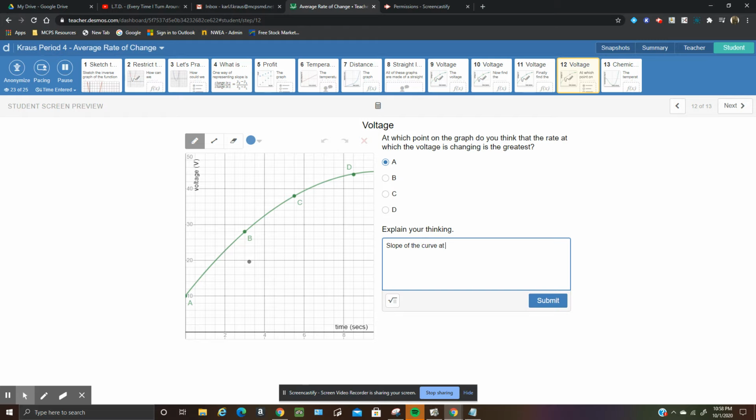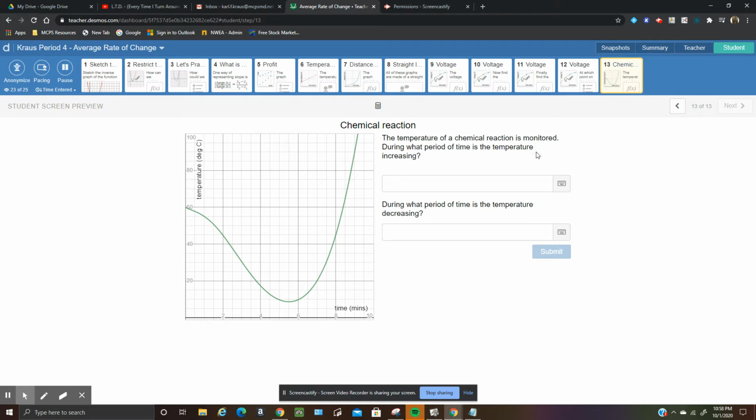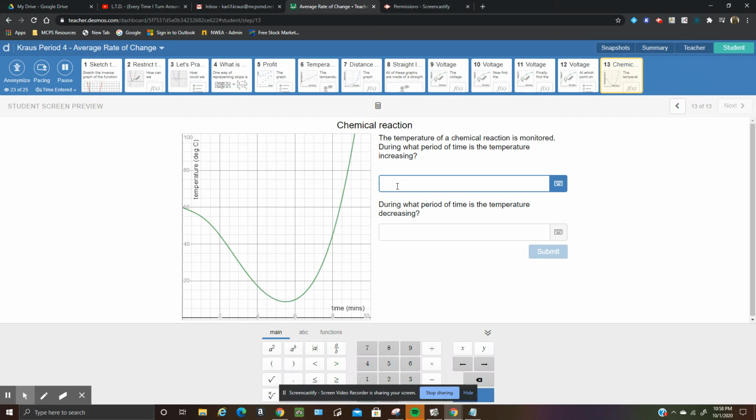And then the last slide here. The temperature of a chemical reaction is monitored. During what period of time is the temperature increasing? So you look right here, right about there at the vertex. So I'm going to call that 5.5. So T greater than 5.5.